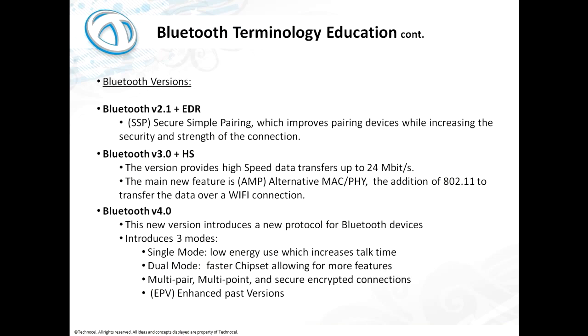So the next one is 3.0. There's a slight difference between what we just talked about in version 2.0 to version 3.0. On 3.0, as you can see, it does introduce the AMP. Basically, that's just over Wi-Fi. It's your MAC address, and everyone knows Wi-Fi usually sits at 802.11. So as I mentioned earlier with the data rate on EDR, as you can see on 3.0, now you're up to 24 megabits per second.